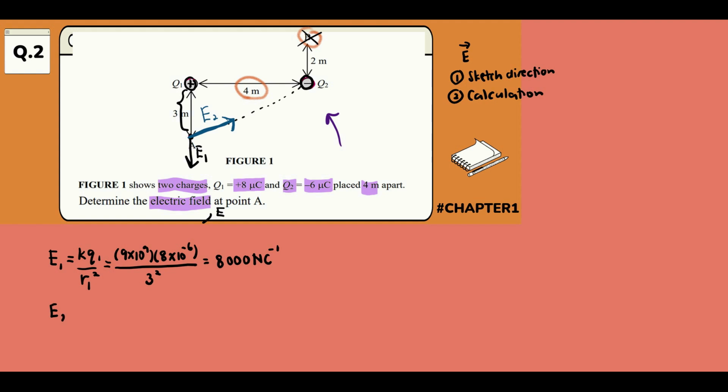And for E2, it's going to be KQ2 over R2 squared. So 9 times 10 to the 9. Please remember we are not including the negative sign of the charge, we just want to get the magnitude. So 6 times 10 to the minus 6, and the distance here is 5 squared. So why 5? Later we'll find why your E2 is equal to 2160 Newton per coulomb.